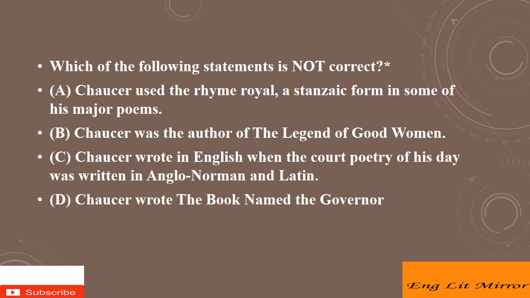Which of the following statements is not correct? Options: A. Chaucer used the rhyme royal, a stanzaic form, in some of his major poems. B. Chaucer was the author of The Legend of Good Women. C. Chaucer wrote in English when the court poetry of his day was written in Anglo-Norman and Latin. D. Chaucer wrote the book named The Governor. The answer is option D.